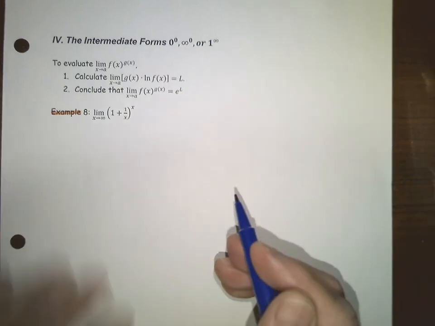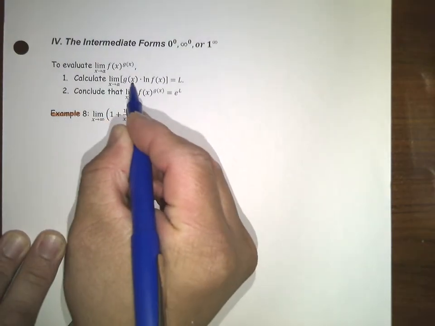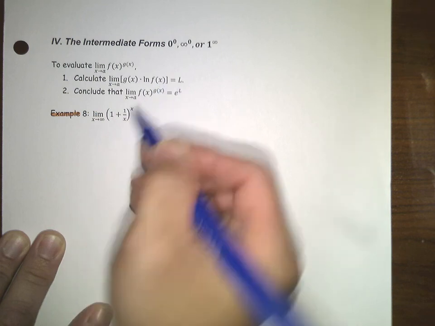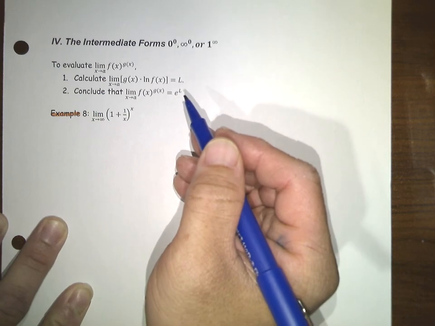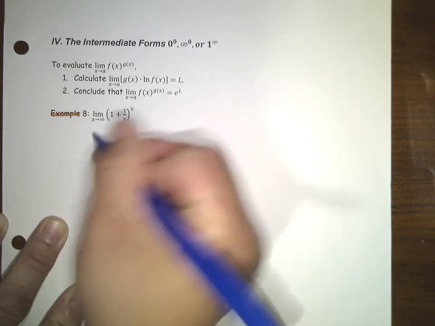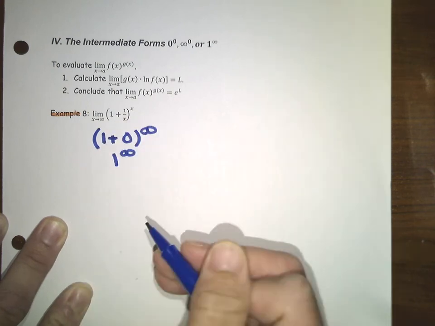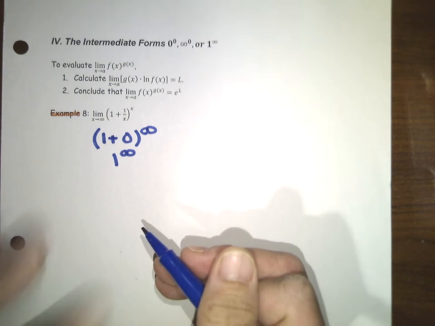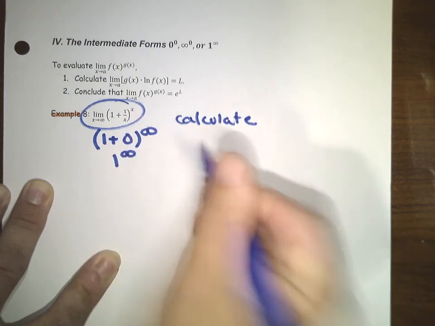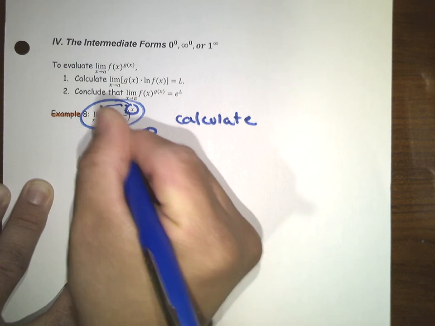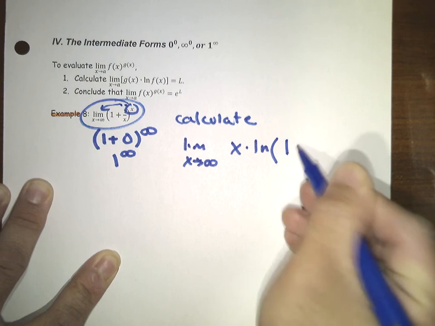You need to calculate the limit as x approaches the value of g of x times the natural log of f of x equals L, and then find e to the L. So what we're going to do is exactly what this says, because this is actually of the form 1 plus 0 to the infinity, or 1 to the infinity, so we can't actually do this limit. Instead of this limit, we're going to bring the x down in front and then take the natural log. So the limit as x approaches infinity of x times the natural log of 1 plus 1 over x.